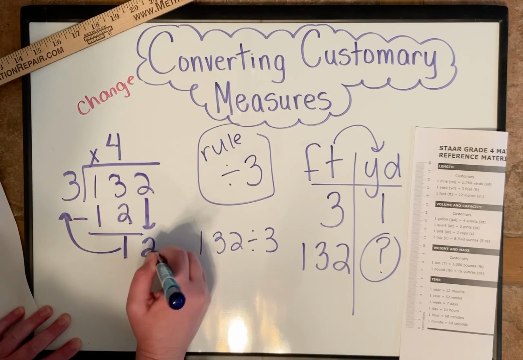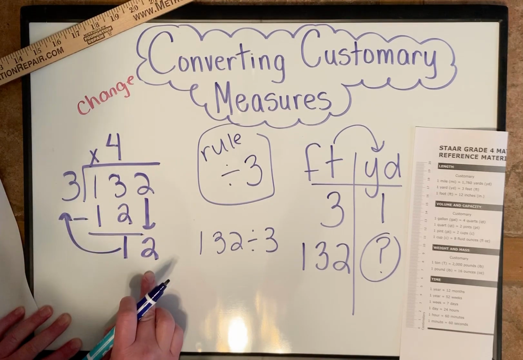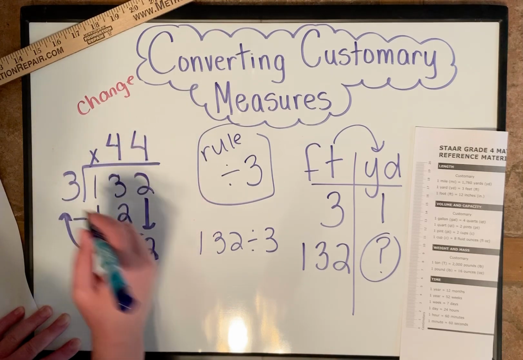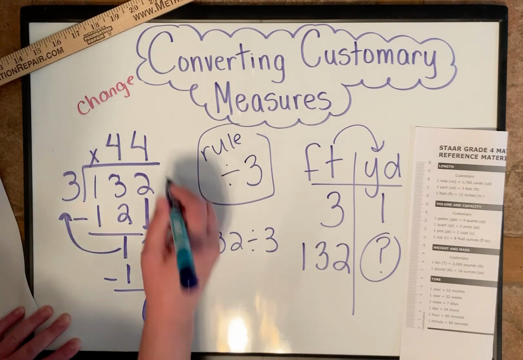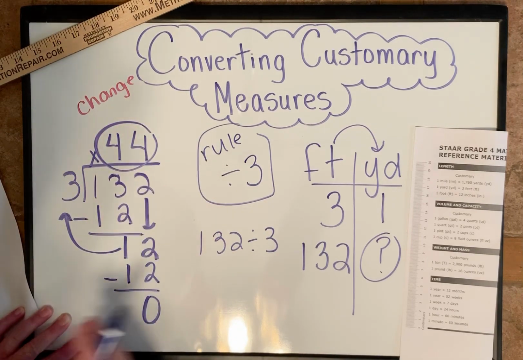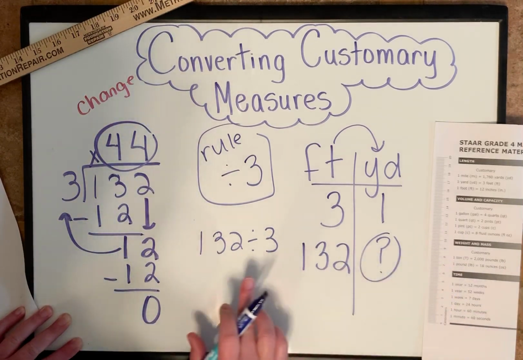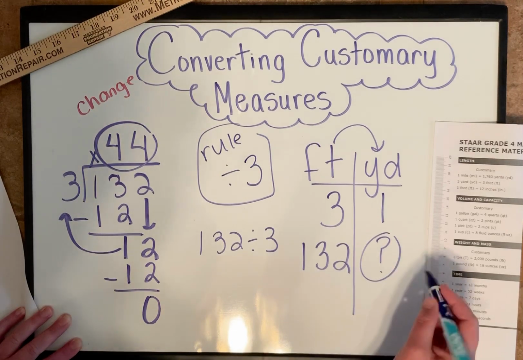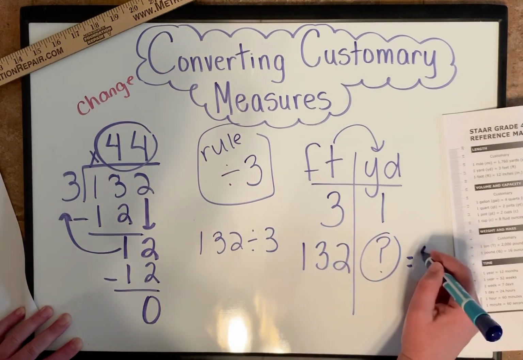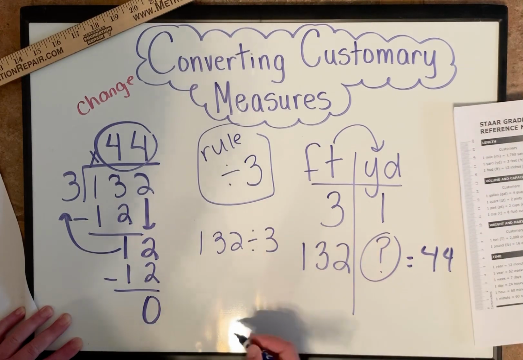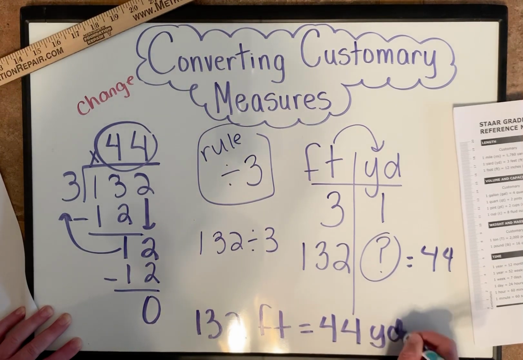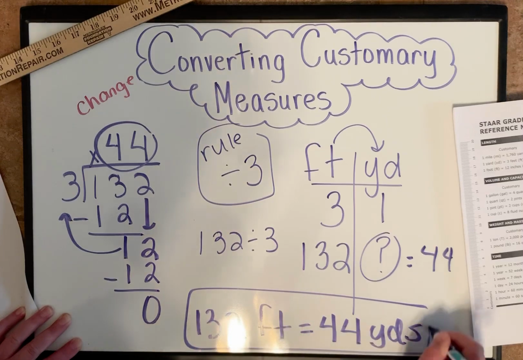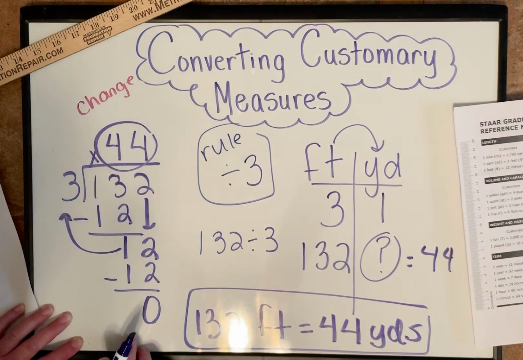Bring down that 2. How many groups of 3 can you pull out of 12? 4. 4 times 3 is 12. Subtract 0. There's your answer right there, 44. So I know that 132 feet is equivalent to 44 yards. Let me write that down. 132 feet equal 44 yards.